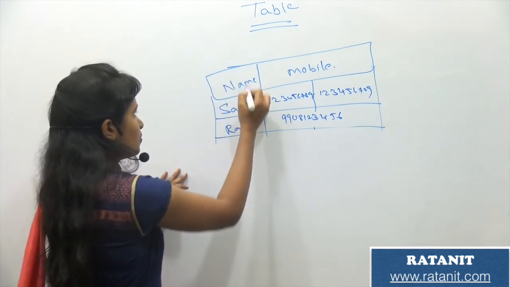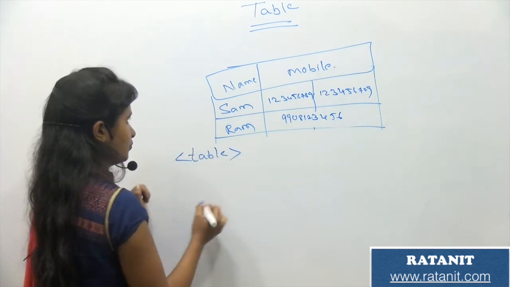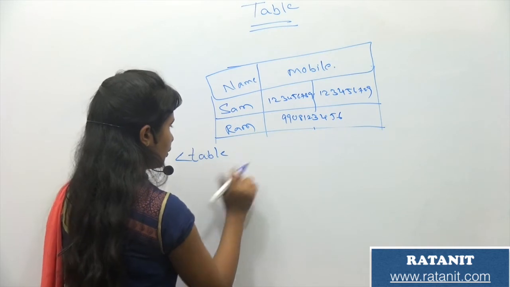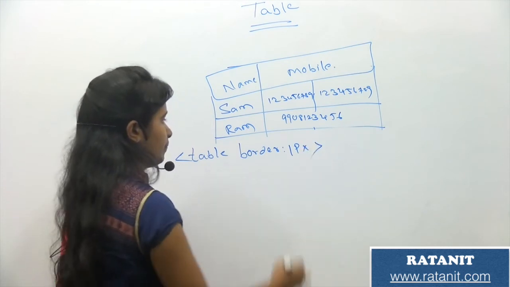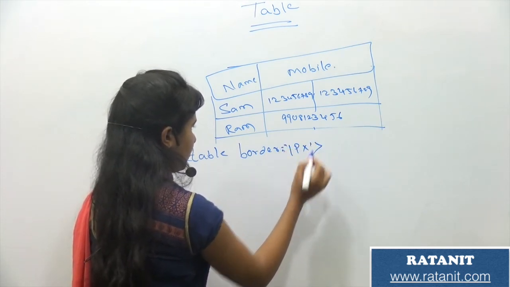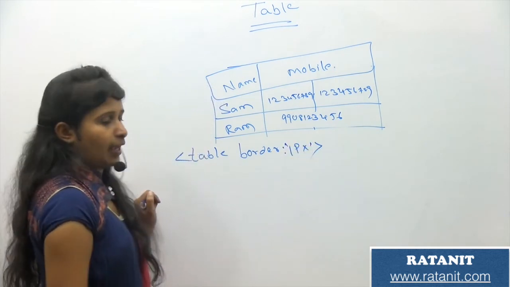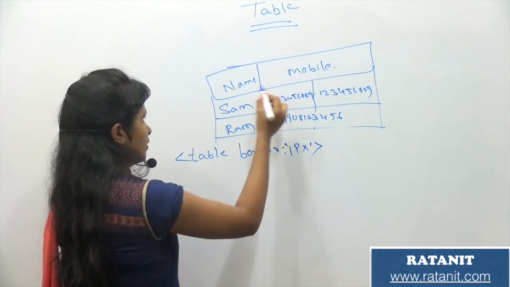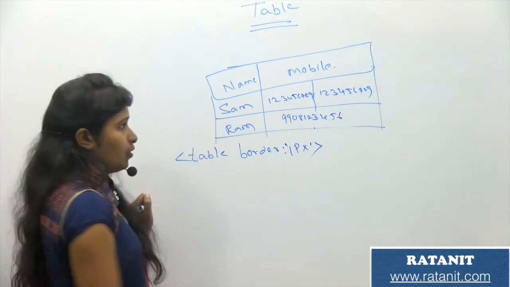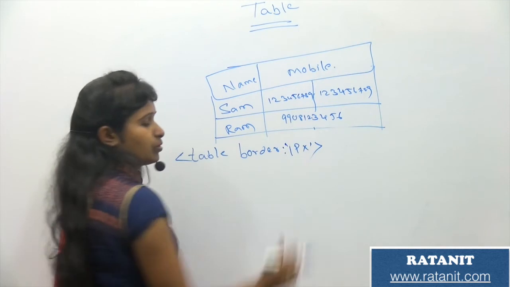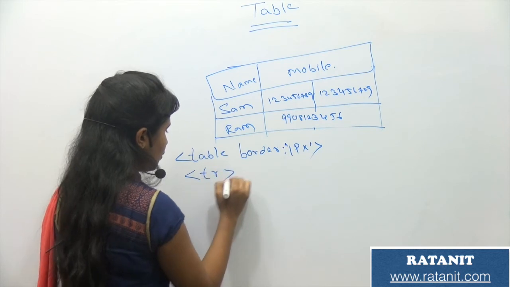See here, this is my table. I can also give my border over here, border 1 pixel, or else I can give it directly as 1 pixel. I can close this. Now see, this is 1 column and 2 columns it is occupying. My 1 row is occupying 2 columns. So in the table I am having a row part.